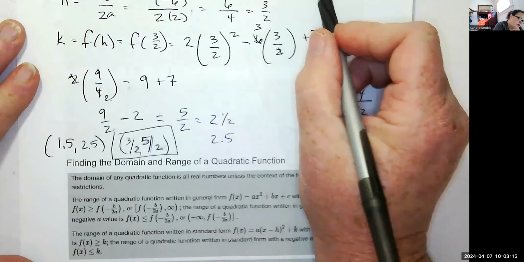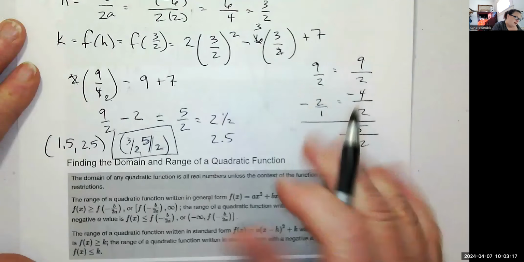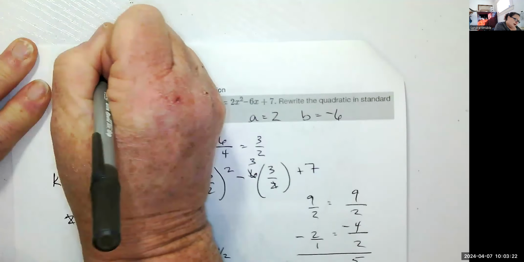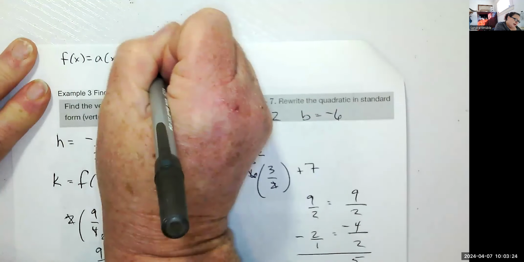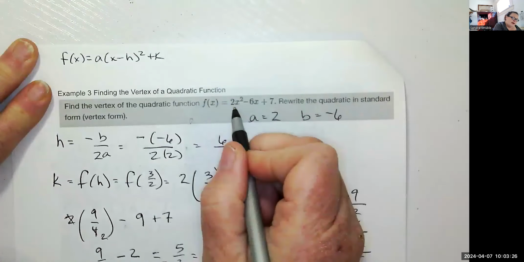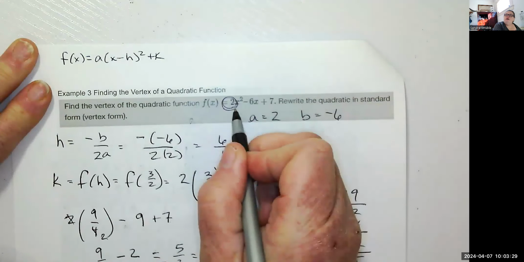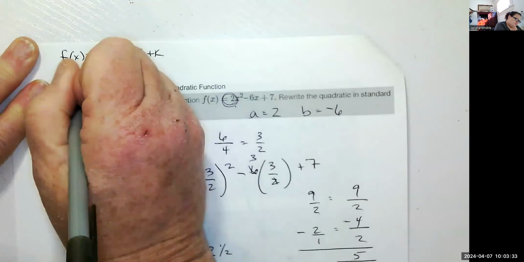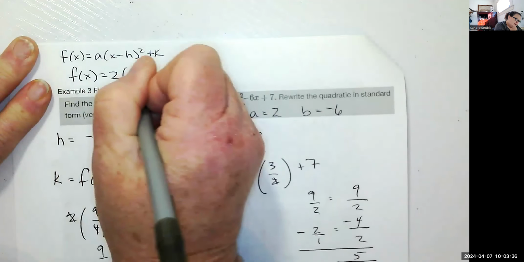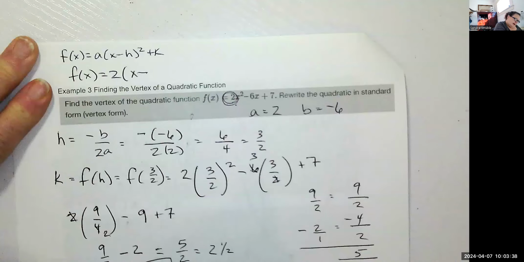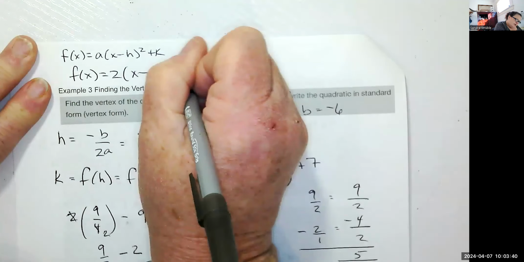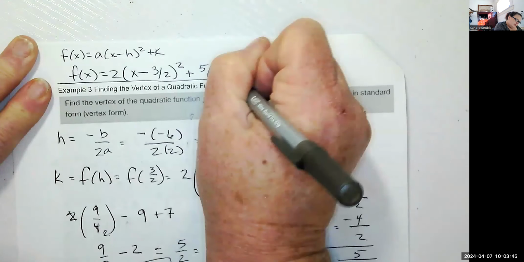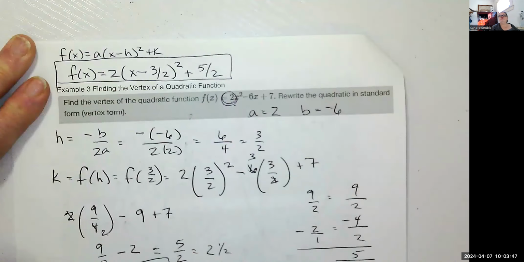It says rewrite the quadratic in standard form, in vertex form. So I'm going to come up here and do that. Vertex form: f of x equals a times (x minus h) squared plus k. I know what my a is. It's the coefficient of the x squared. So it's going to be f of x equals 2 times (x minus 3/2) squared, and then plus 5/2. There is my vertex form of the quadratic.